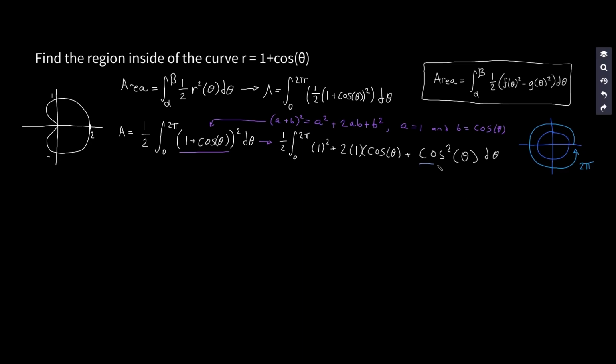What needs to be done next is that we need to take into account that cosine of theta squared is the same thing as 1 plus cosine of 2 theta over 2. This is called the power reduction formula because it reduces the power. It's called something like that, but whatever it's called, it's true. And we'll go ahead and apply it.